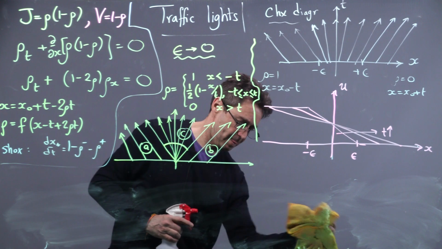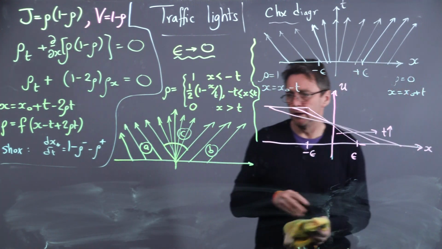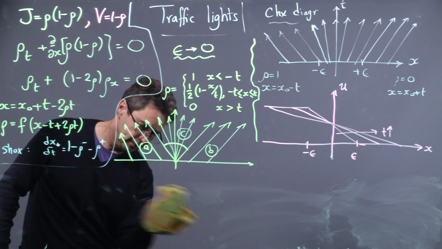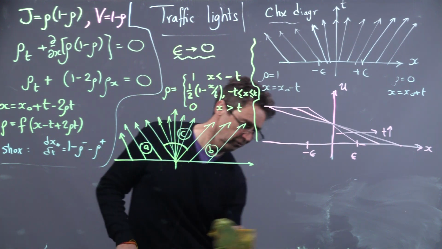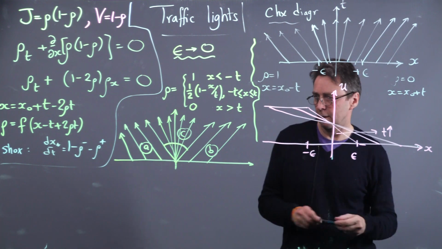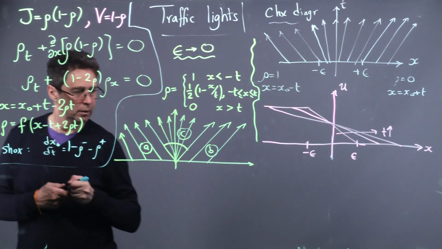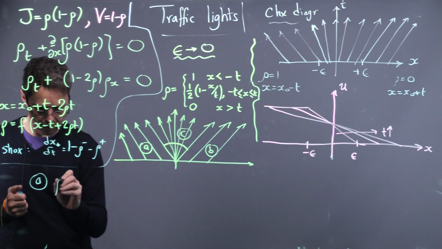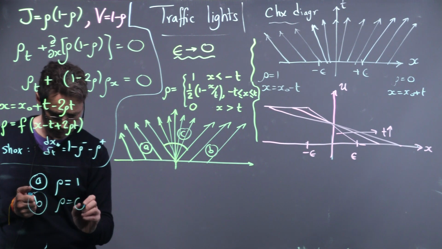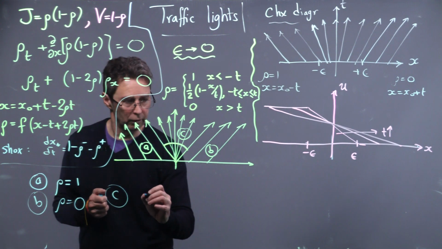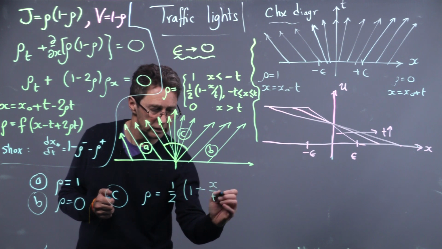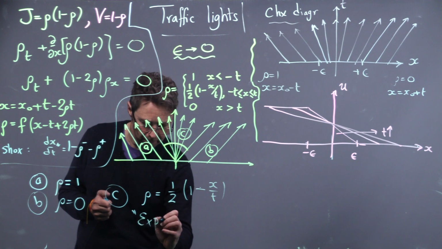Okay, at this point, I'll just mention a bit of terminology. So I've got a fan here, right? Really looks like a fan. So people call that an expansion fan. So I've got A, that's where rho is equal to 1. B, that's where rho is equal to 0. C, we've got that rho is equal to 1/2 (1 minus x over t), and this is called an expansion fan.